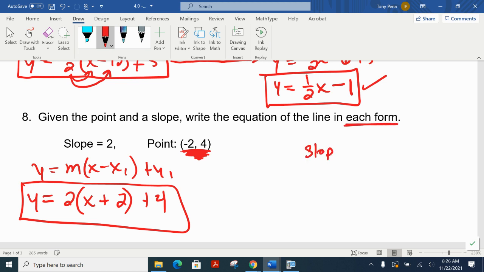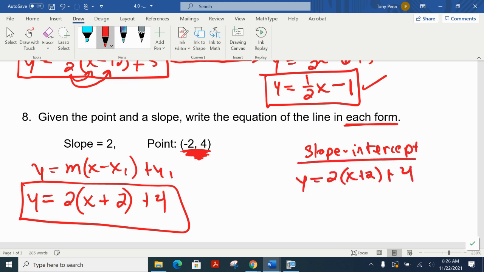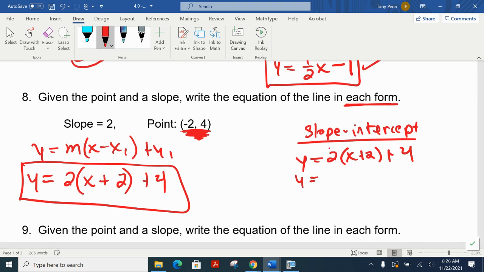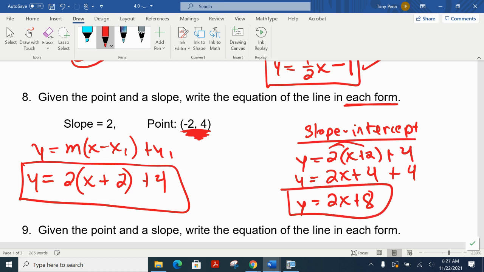So now if I want to put this in the slope-intercept form, we can't just jump right to that because you weren't given the y-intercept. But I can now take that answer that Ella gave us and just clean that up a little bit. Just simplify that right-hand side. So that would just mean we're going to distribute the 2. So 2x plus the 4. And then we still have the extra 4 hanging out in the back. Combine the 4s. And then this is our slope-intercept version. y equals 2x plus an 8.